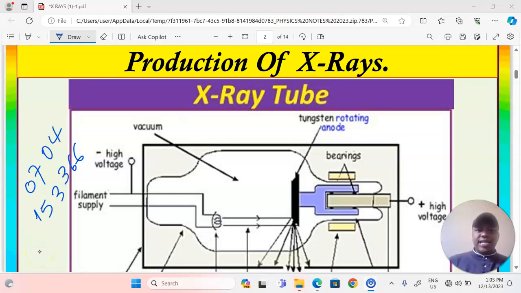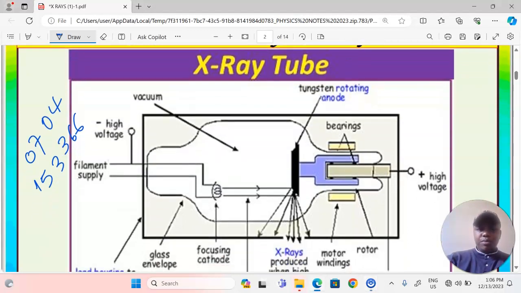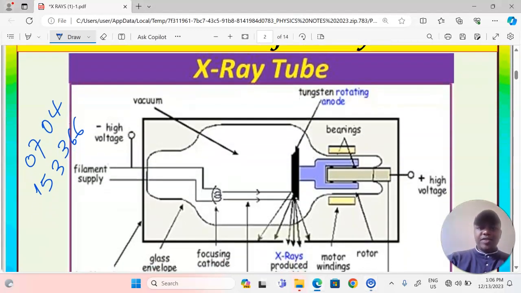We're going to discuss X-rays, and it's good for you to know that X-rays is part of the electromagnetic spectrum. Therefore, it is an electromagnetic wave, and we're going to study X-rays by beginning with the production of X-rays, which happen in the X-ray tube. Therefore, this is the X-ray tube.